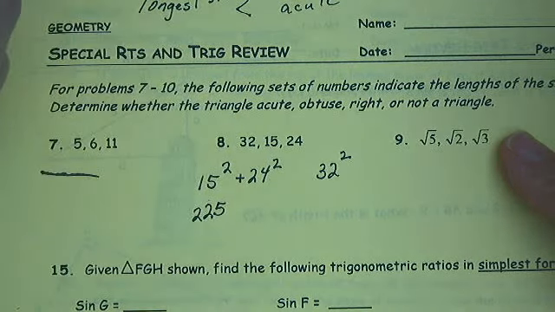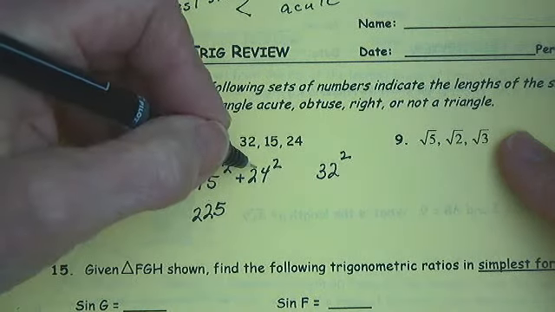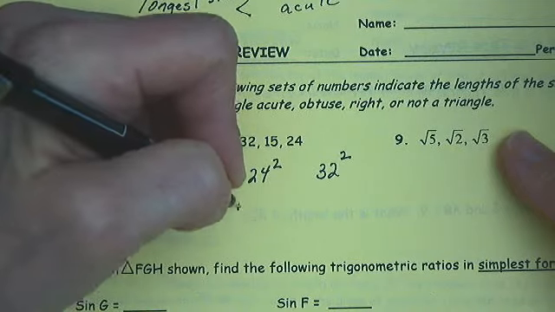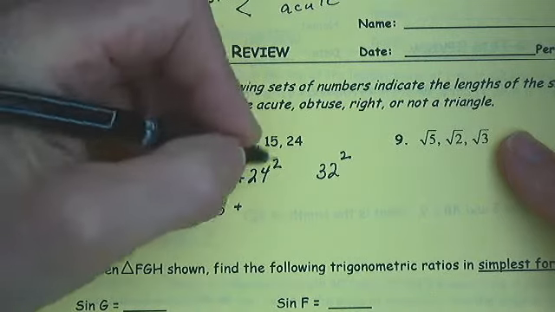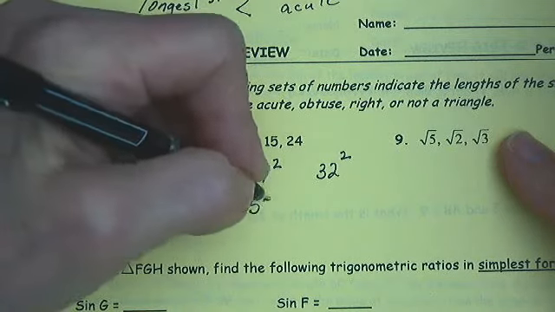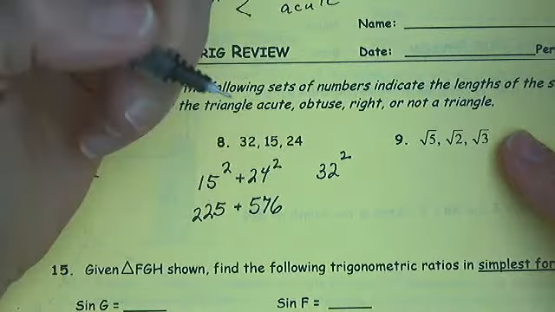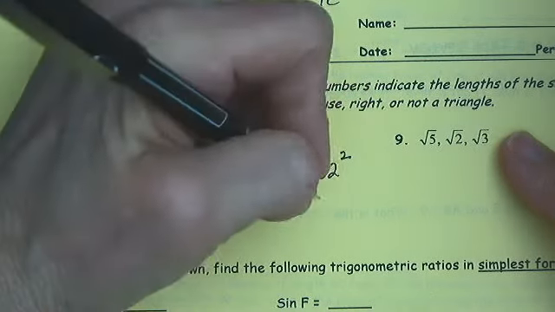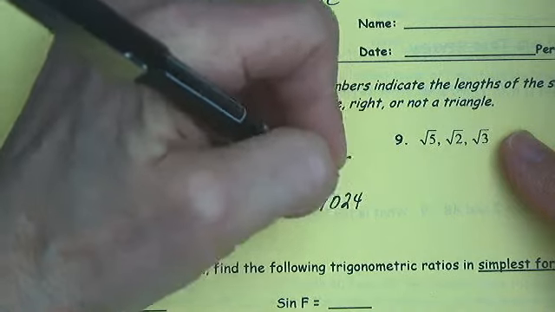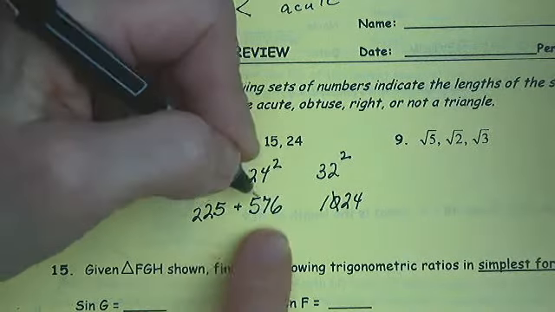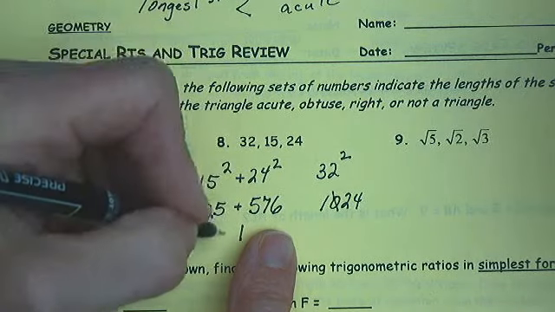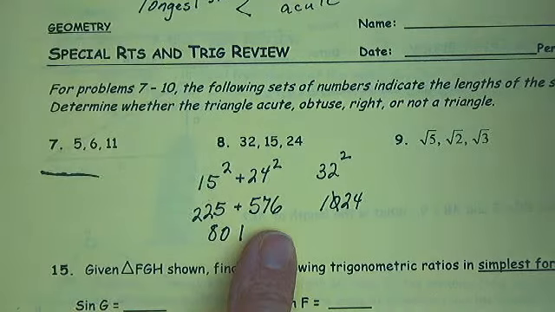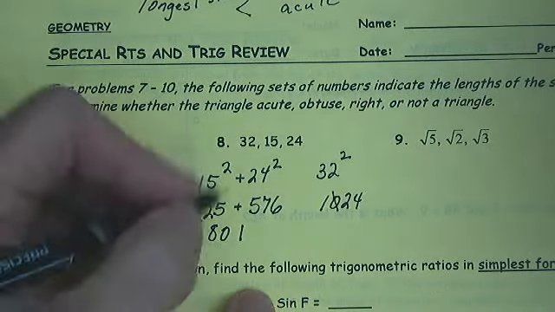24 squared is what, Julia? 24 squared? 576? Really? And 32 squared? 1024. Cool beans. So now, 225 and 576. 801? Somebody check my arithmetic.